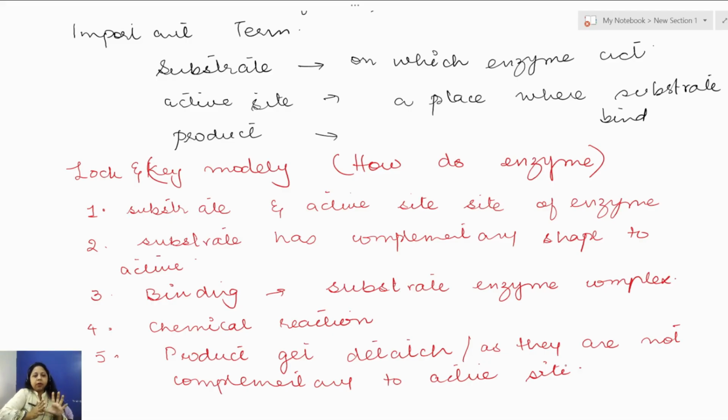So these are the 5 points that you need to learn. Now the question won't be like this, that you have to explain how enzymes work. The question would be like this: explain the function of amylase according to the lock and key model. How are you going to explain this?